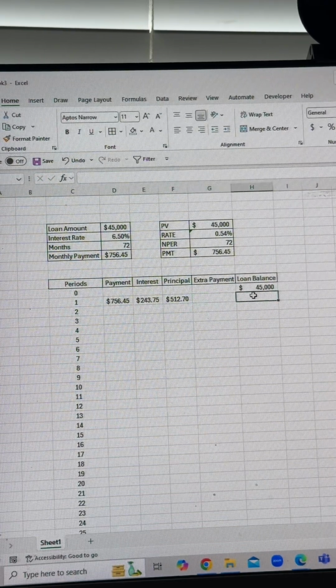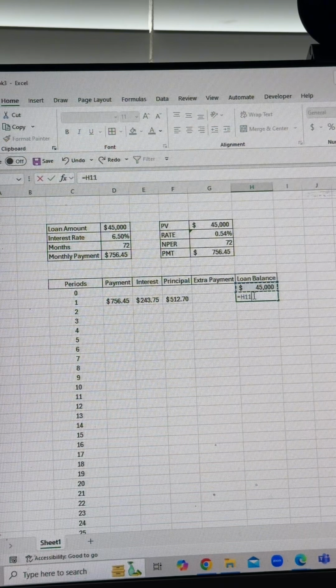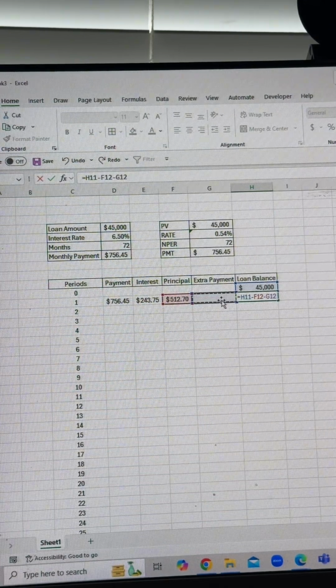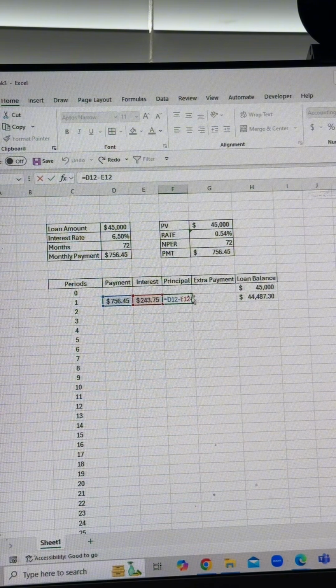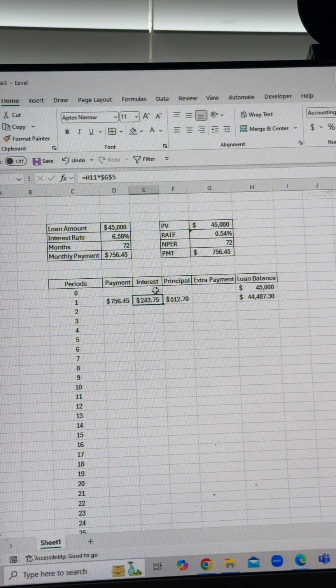And then for the loan balance, we're going to do equals the previous loan balance minus the principal minus the extra payment. Just like that. Then press enter. So I didn't lock any of the cells here. I didn't do any dollar signs here. I didn't lock any of the cells here in the principal, but I did lock, again, the rate and then I locked the payment amount.